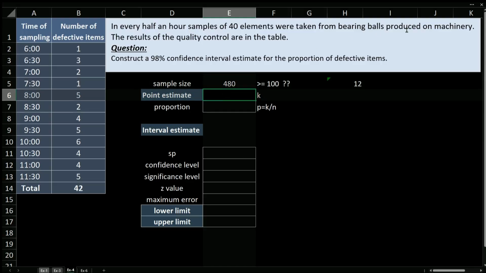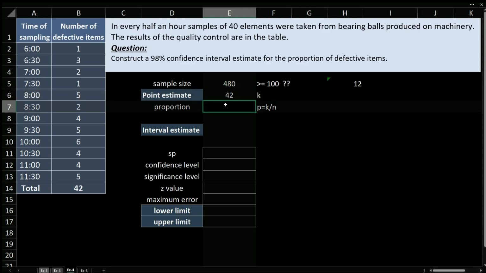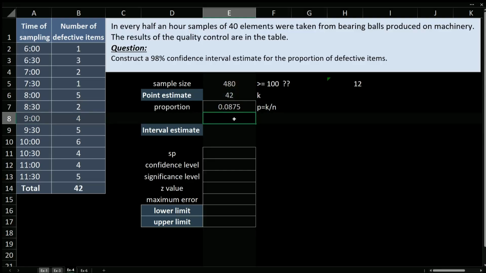K, in this case we are looking for the number of defectives, and here we can see that the total is there. If it is not there, we can just find the total by a sum function. So K, the number of defectives inside this 480 elements, is 42, and the proportion for the defectives in the sample is 42 out of 480, almost 8.75%. Now this is the point estimate for the proportion of the defective elements.